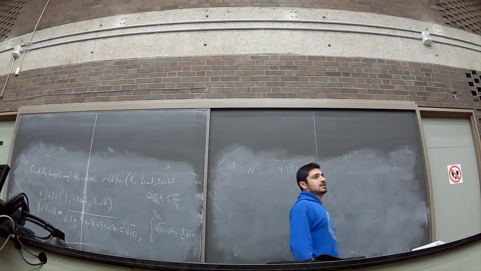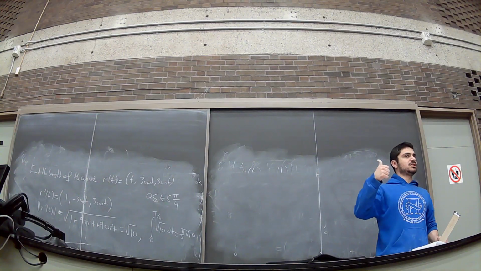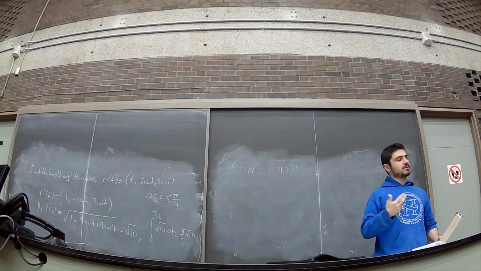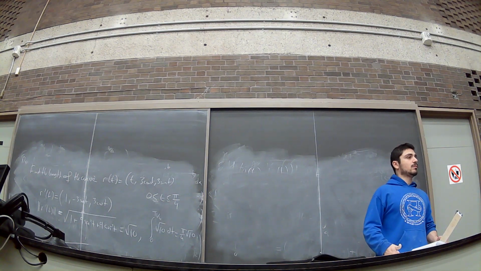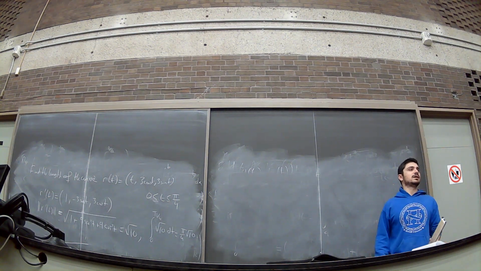So in Calc 2, have you seen that a parametrization is not necessarily unique, right? You can parameterize the curve in two different ways, right? Did you see that or not? You didn't see that?